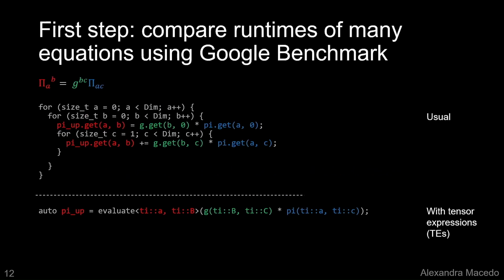Okay, so we have tensor expressions. There's lots of benefits. We're excited about them. But the thing is, we can't use them unless they're fast enough. There's no sense in using them instead of the for loops if they're going to slow down our simulations that already take us a lot of time.